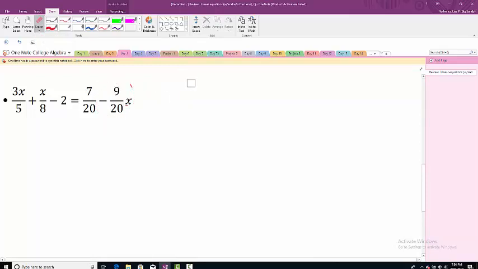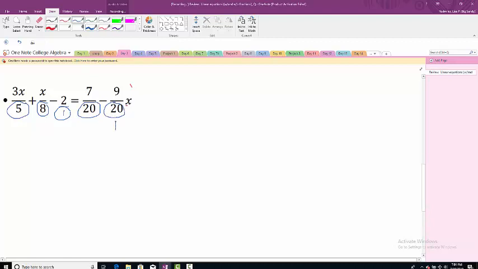So, our denominators are 5, 8. Remember, this 2 can be made into a fraction. People like to forget the whole number. Do not forget the whole number. 1, 20, and 20. So we have to find a common denominator.